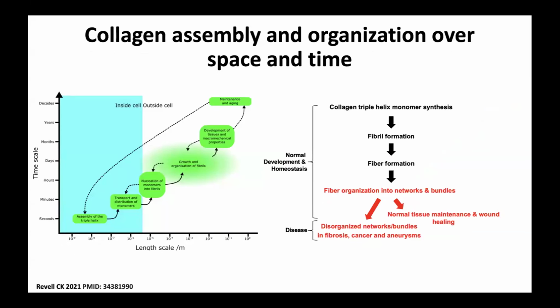And I just wanted to, again, highlight this issue of length scale. The details of this diagram don't matter, but I just wanted to show you that going from the assembly of the triple helix to the formation of a mature collagen network, a mature collagen matrix that might be quite complex, we're talking about really widely varying length scales, and that this also occurs over widely varying time scales.